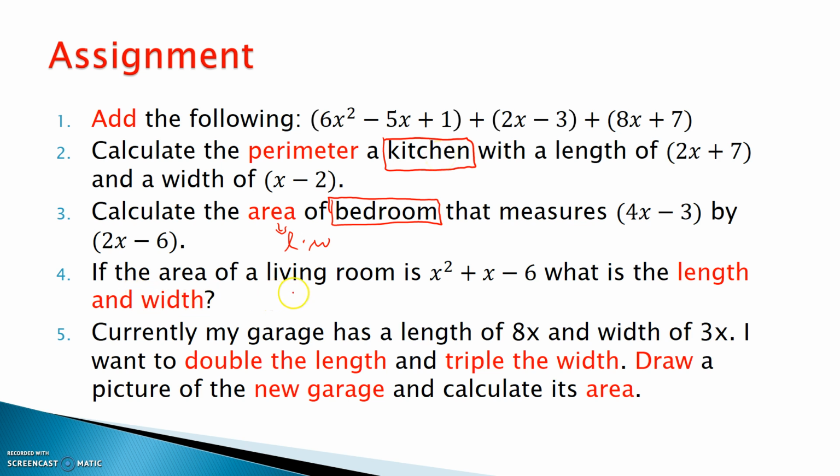If the area of the living room is x squared plus x minus 6, what is the length and the width? This is where you have to factor. How do we factor? I use the Punnett square. Give me that length and that width. The last one is just like the previous example we did. I need to double the length and triple the width. So again, you're going to draw a picture for me of that new garage, and I also need you to calculate the area.